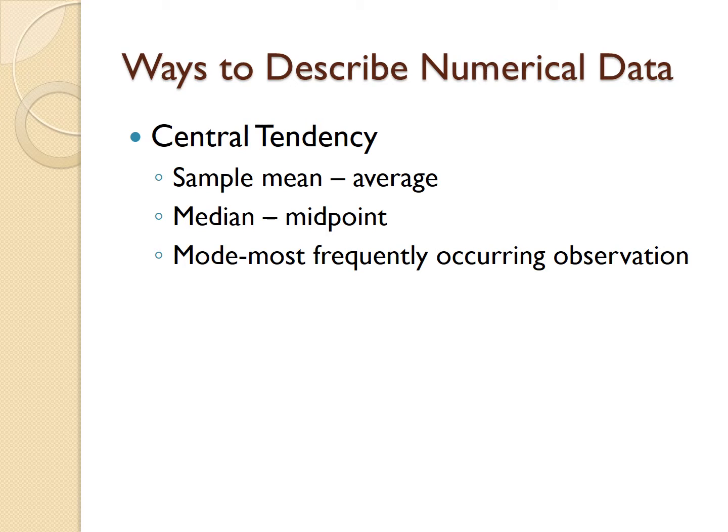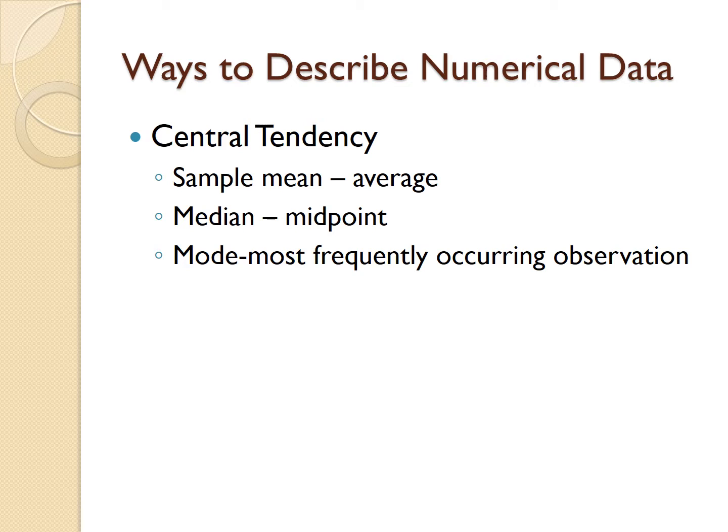Numerical data is described using central tendency or dispersion. Central tendency measures the degree of clustering of values of a statistical distribution. It's a measure that tells us where the middle of a bunch of data lies. Measures of central tendency include the mean, the mode, and the median.